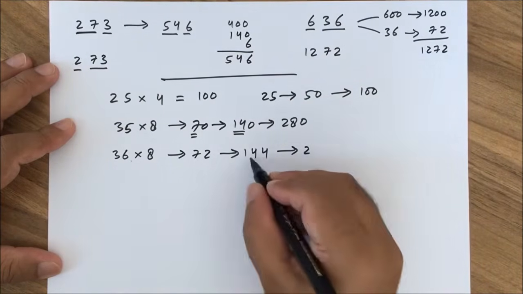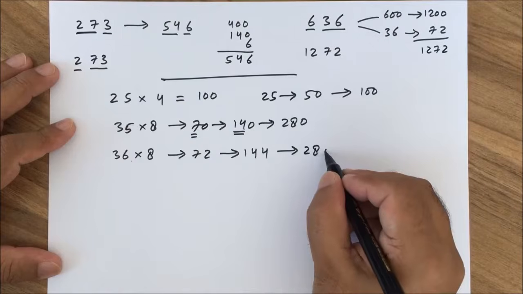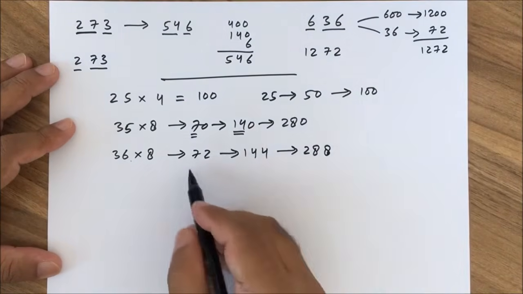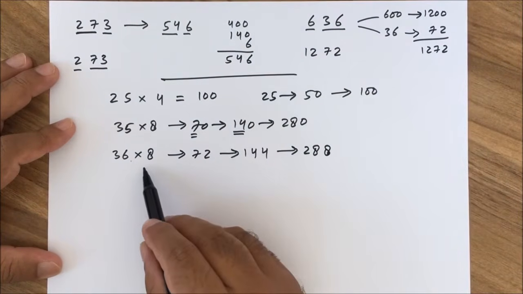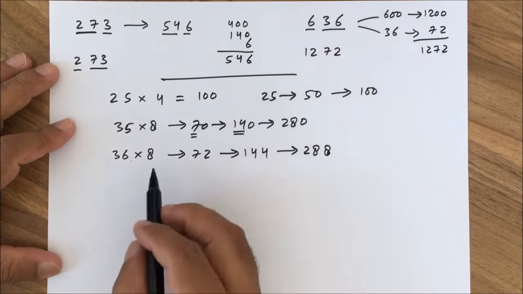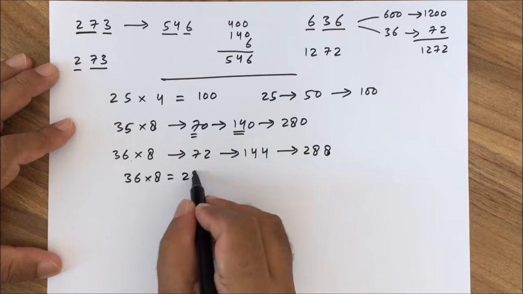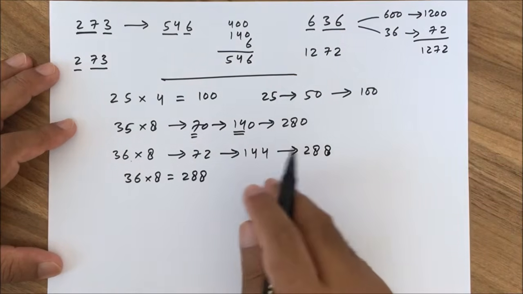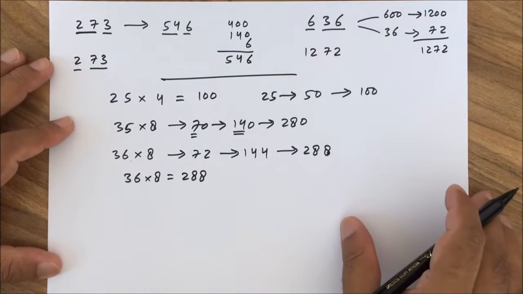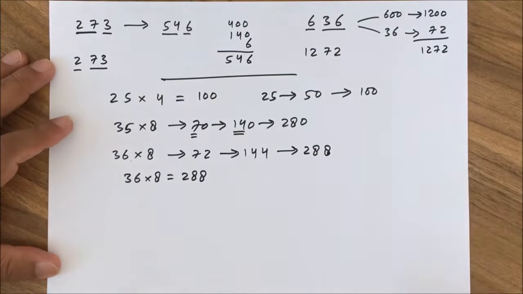One more time I have to do. Double of 1 is 2, double of 4 is 8, and then double of 4 is 8. So if I double 3 times, it means I have already multiplied by 8. So 36 times 8 is 288 without doing any calculations. I just doubled the number and then I got the answer.